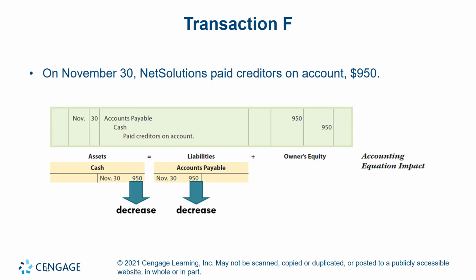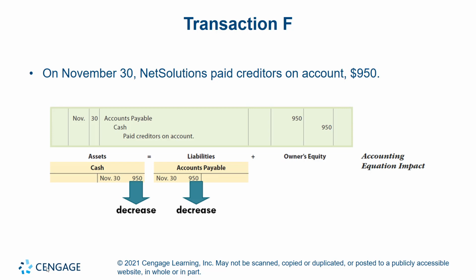The other account is not so obvious, but we know from the description that it's paying creditors on account, meaning that we had owed the money. We had an obligation, which was a liability that was recorded before. Now we're paying off that liability balance. It's on account, meaning we had purchased something on account before, and we owe $950. So that obligation is now reduced, and a liability increases on the credit side.